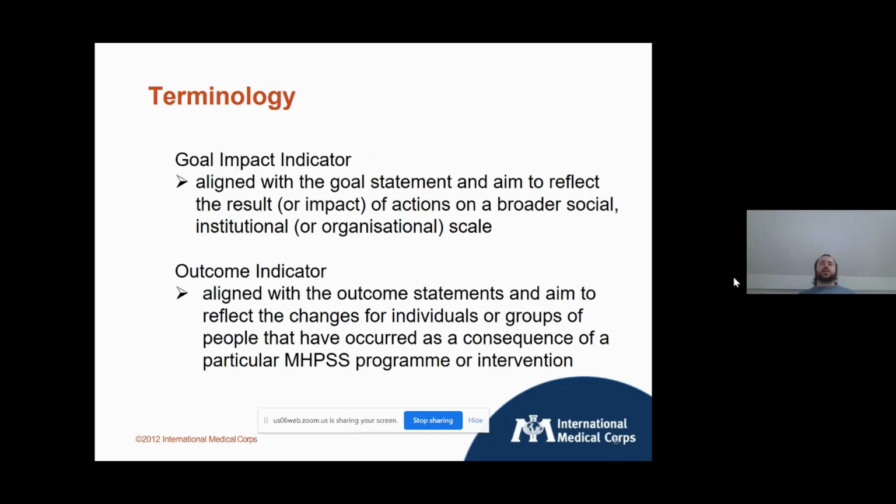This terminology is aligned with what is used in the common framework. We will use some, but not all today, so I won't go through all the terminology, just what will be used for this case study. So we will look at goal impact indicators. These are normally aligned with a goal statement and aim to reflect the result or impact of actions on a broader scale, institutional scale. The outcome indicator is aligned with outcome statements and aim to reflect changes for individuals or groups of people that have occurred as a consequence of the particular MHPSS program or intervention.